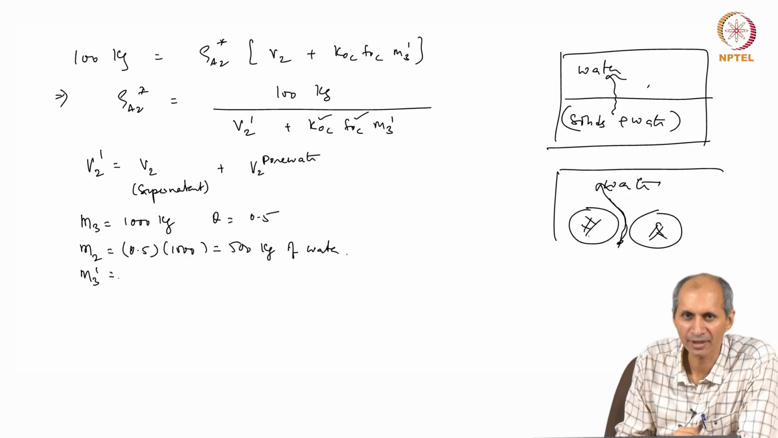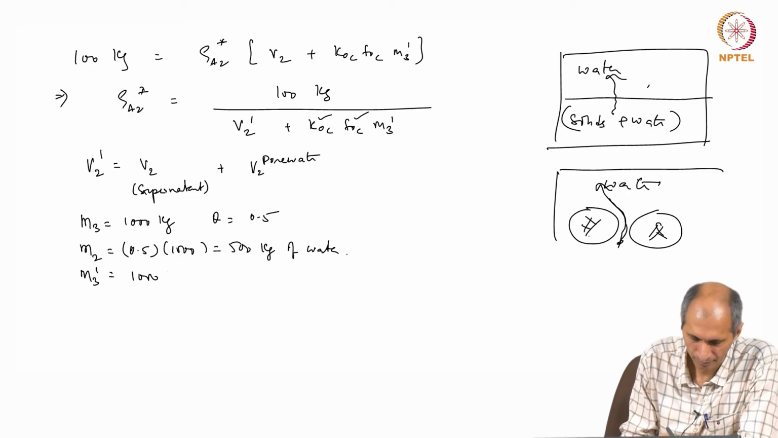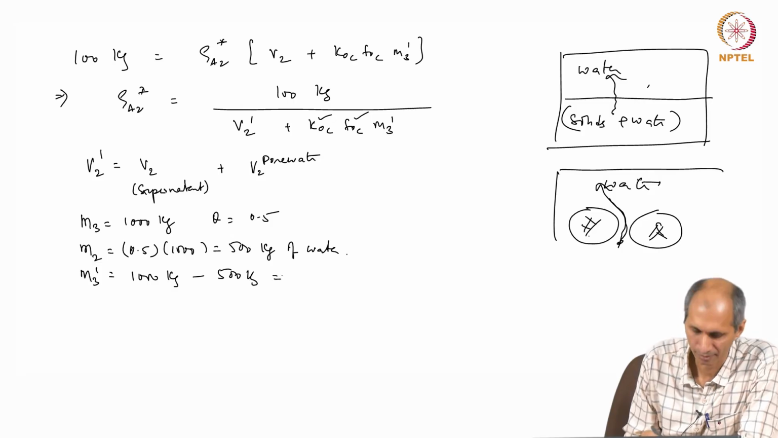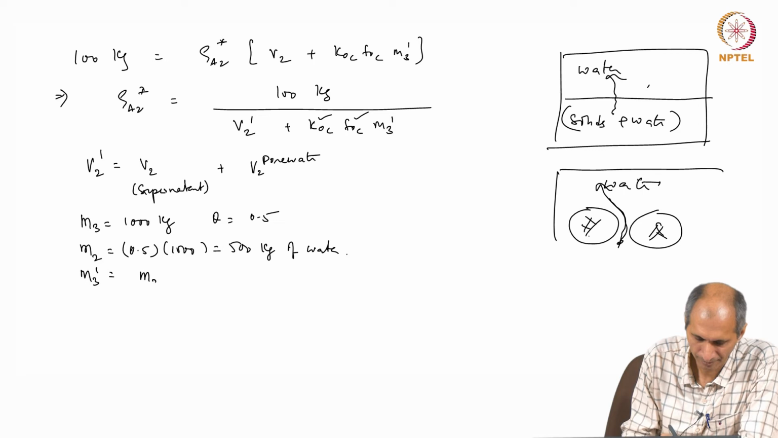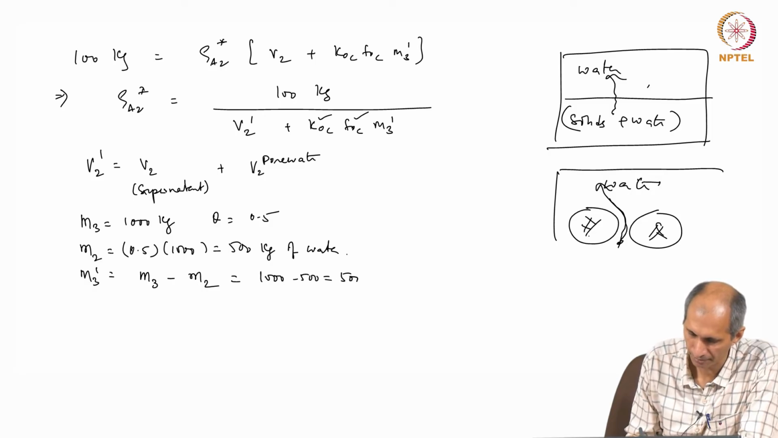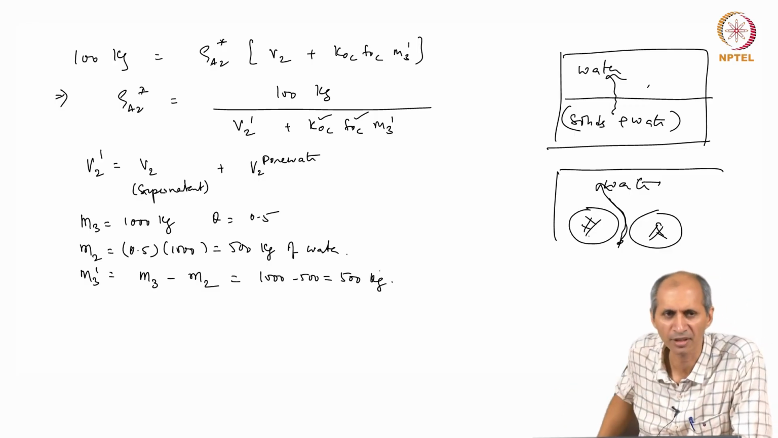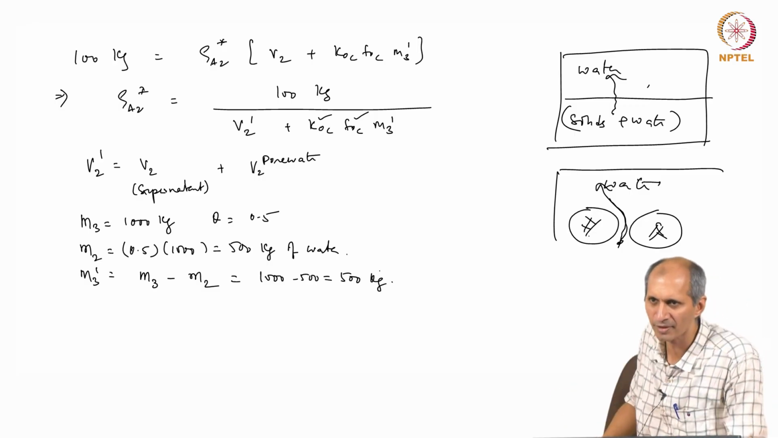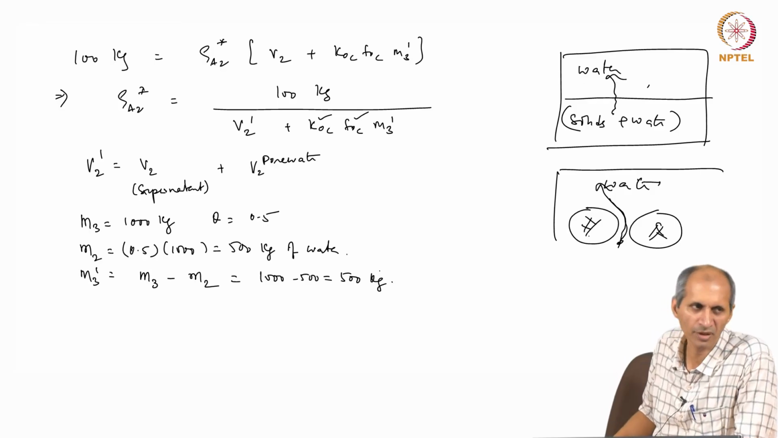Which means M3 dash is 1000 kilograms minus 500 kilograms. M3 dash is M3 minus M2, which is 1000 minus 500, equals 500 kilograms. Is the problem I said 1000, 10 raised to 3 kilograms? Is that what's given? 10 raised to 3 kilograms. Yeah.